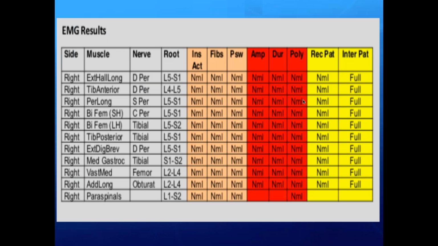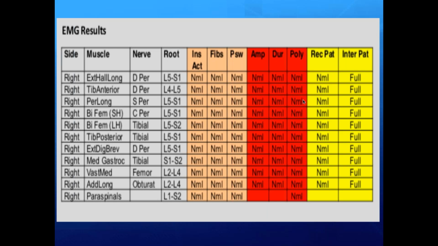So now we can progress on to the EMG part of the study, and this study took a little bit of time. You don't have to do all these many muscles. But this is a standard data table, and this time I colored in some of the things that tell us different parts of the picture.